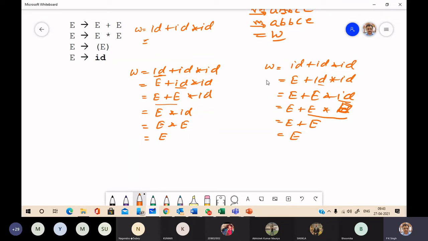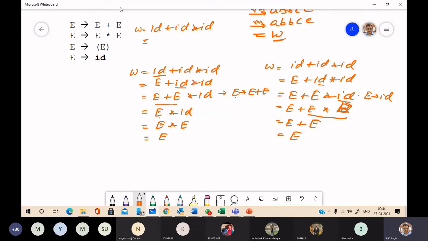See these two derivations. At this junction, here we have the handle E to E plus E, but here we have a handle E to ID. It means which one will be the handle? Actually, here we use this production to replace E plus E by E. Here we have used this production to replace this ID by E.